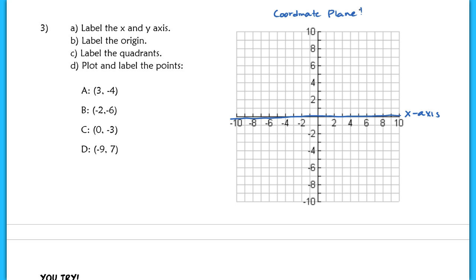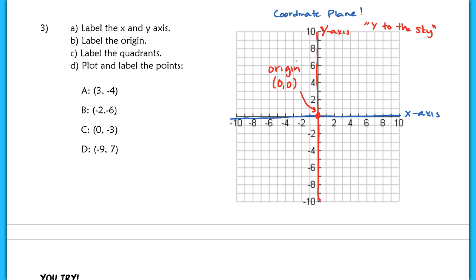Now we want to label the y-axis as well. So in red here, this is the y-axis. To remember which one is the x and which one's the y-axis, I like to think y to the sky. Okay, because the y goes up and down to the sky. Now the second part says label the origin. The origin is the set of points 0, 0. So here's our origin, 0, 0.